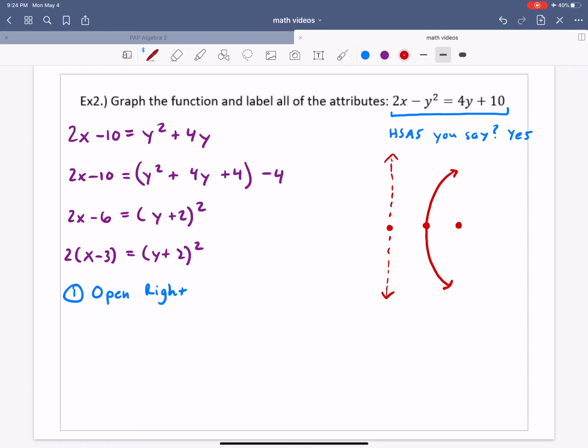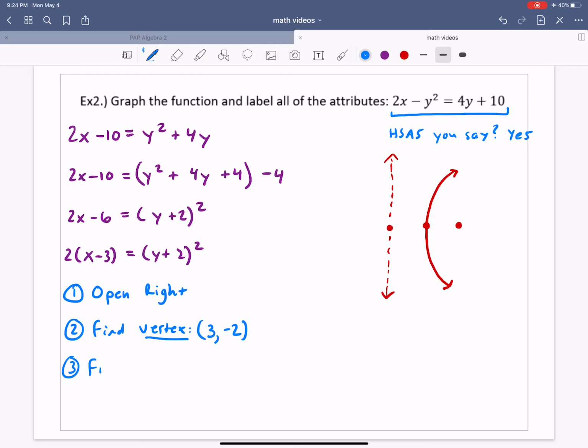So now, the next thing that we can do is let's find the vertex. Remember we take our h value and our k value. Remember that h is always with the x value, and k is always with the y value. So the vertex here would be at 3, -2.